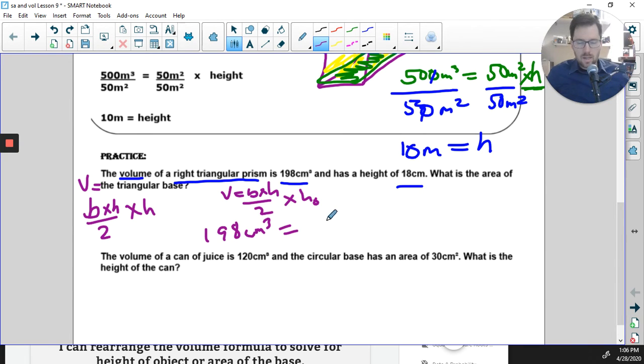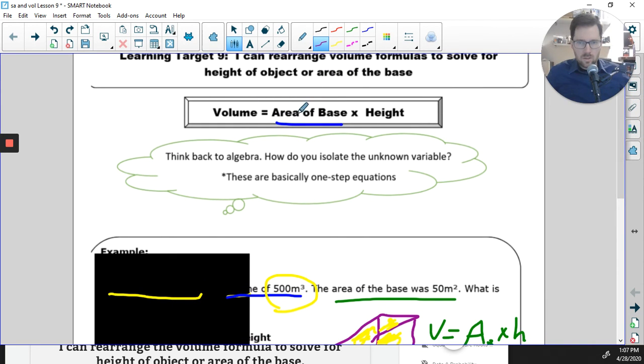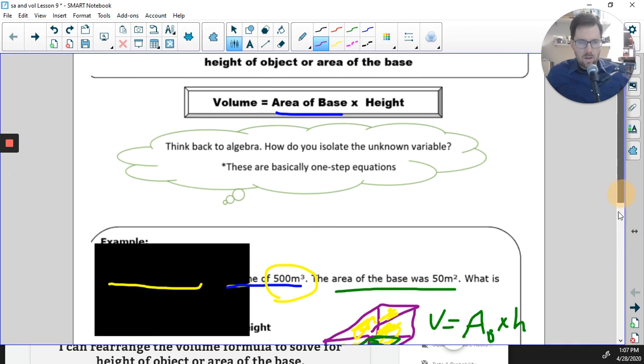Oof, this is exciting. What are we going to do here? What do we know? We know we have base times height over 2 times 18. Now, what do we need to know here? Let's think about this. Do we need to know the base times height, or do we just need to know the area? It's saying, what is the area? So then we can just go back. We don't need all of this. It's good that we remembered all of it, but we just need the area of our base.